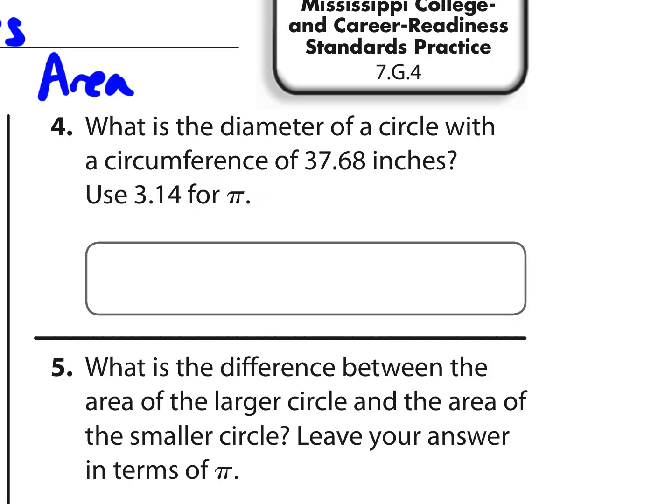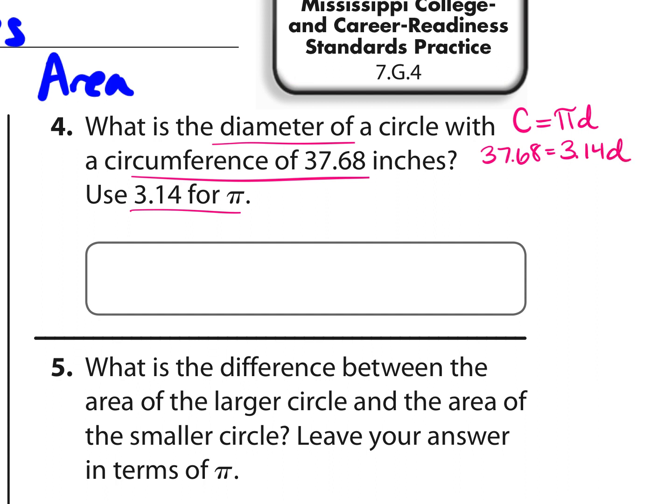Number 4, what is the diameter of a circle with a circumference of 37.68 inches? Use 3.14 for pi. So I'm going to use the formula for circumference of a circle, C equals pi d. It gives me circumference is 37.68. It says use 3.14 for pi, and we're looking for d, the diameter. So we've plugged into our formula. I'm going to divide both sides by 3.14 to get d by itself, and I get 12. So the diameter is 12 inches.